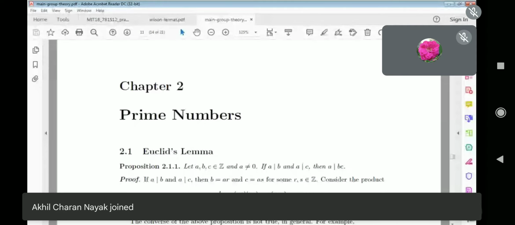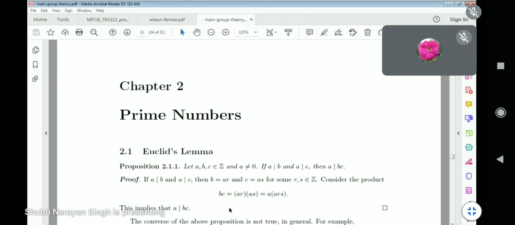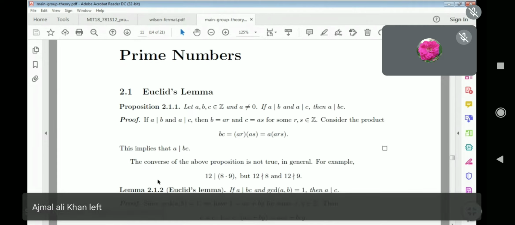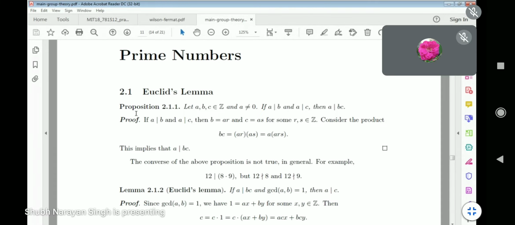So today we'll discuss a new concept known as prime numbers and related concepts. So we'll start with an interesting result. I'm talking about proposition 2.1.1. It's not so important. Important is lemma 2.1.2. But before that, we discuss this simple proposition 2.1.1.